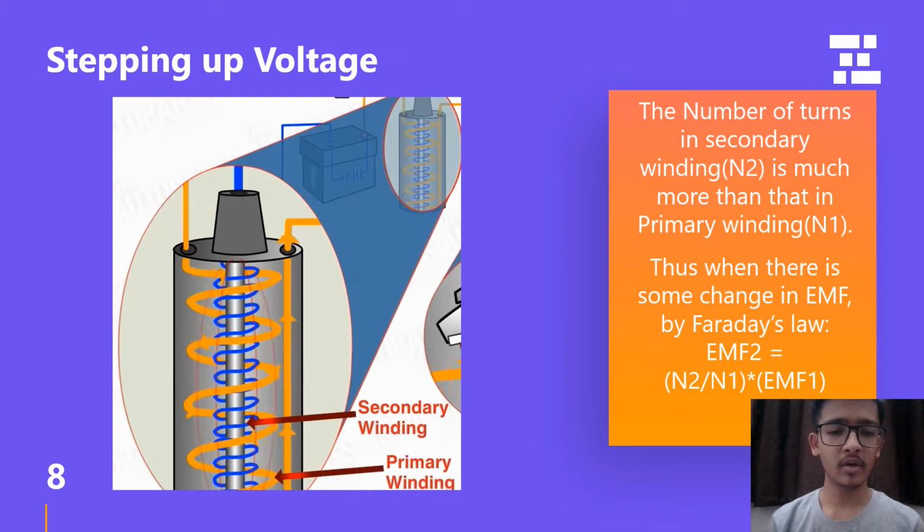So if the voltage across the primary coil is something like 20 volts or 50 volts, it can be stepped up to something like 40,000 volts or 50,000 volts through the secondary coil. And the ratio of the EMFs between the secondary and primary coils is equal to N2 by N1, which is the ratio of the turns in the two coils. The flux is mainly through the magnetized iron core, and the flux through air is negligible in comparison to that.